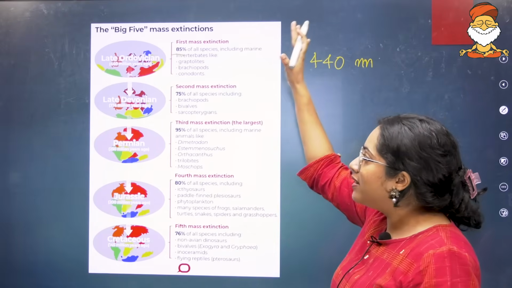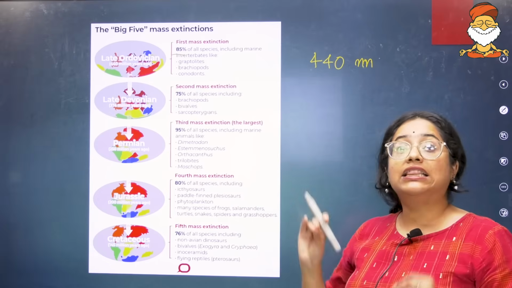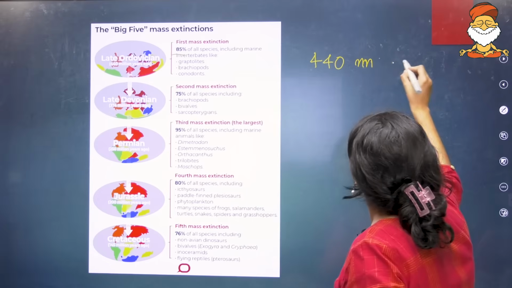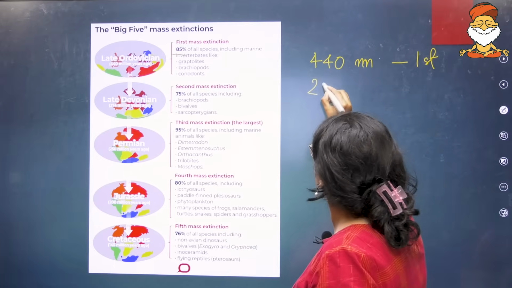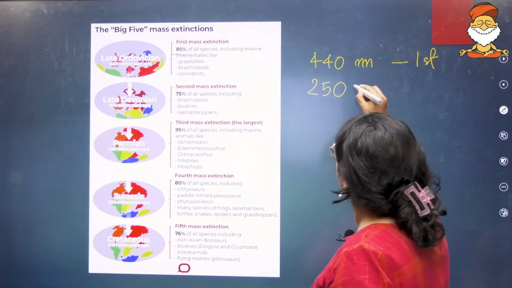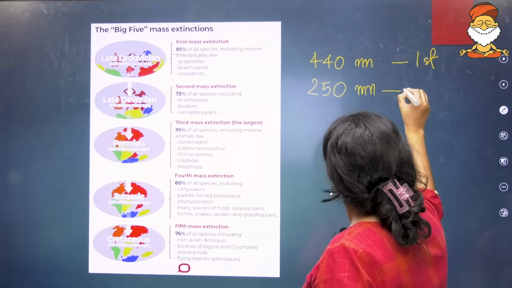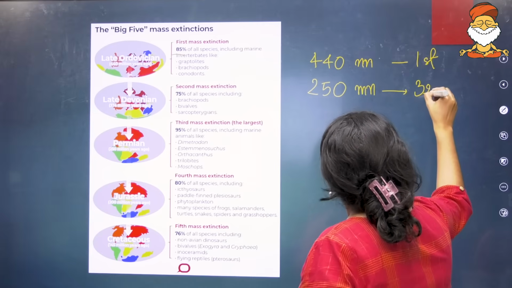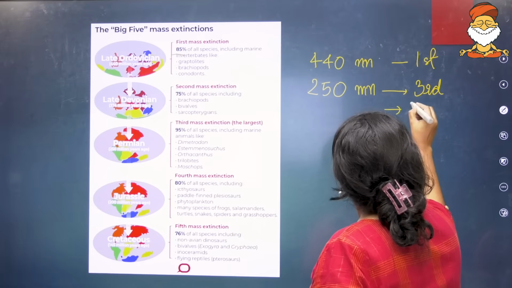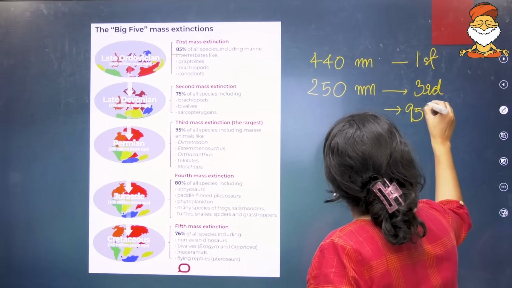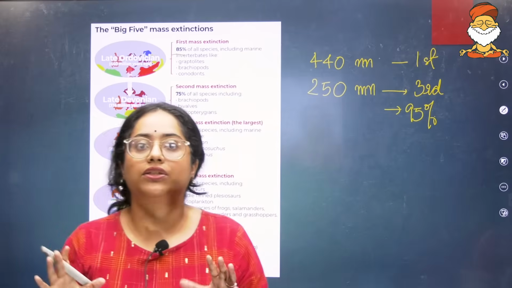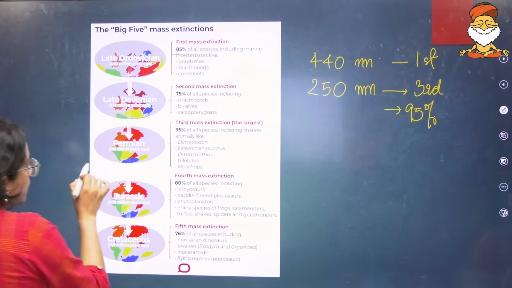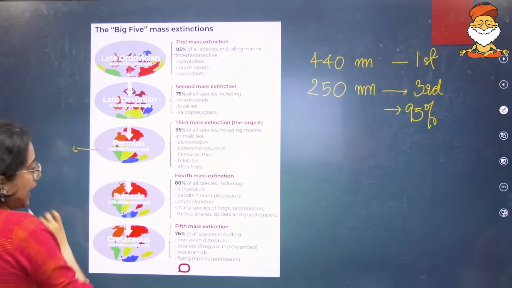Then the important one is the third mass extinction. The third mass extinction happened 250 million years ago. It is important because in the third mass extinction, almost 95% of the species went extinct, which is the largest mass extinction of all time. It happened in something called the Permian era.